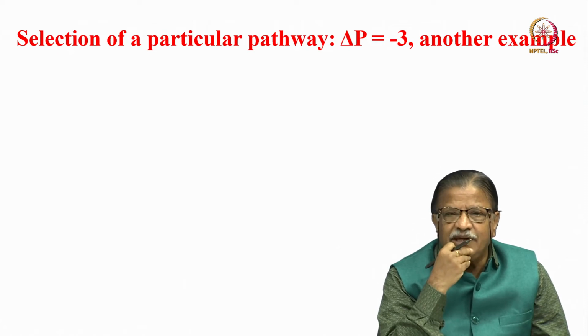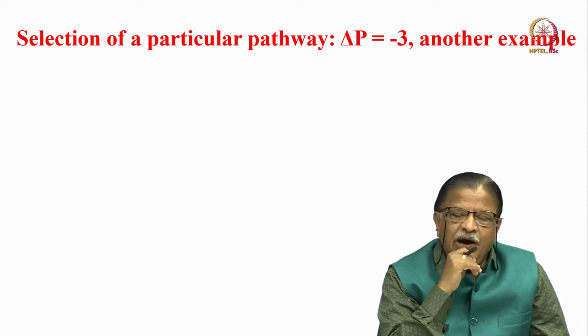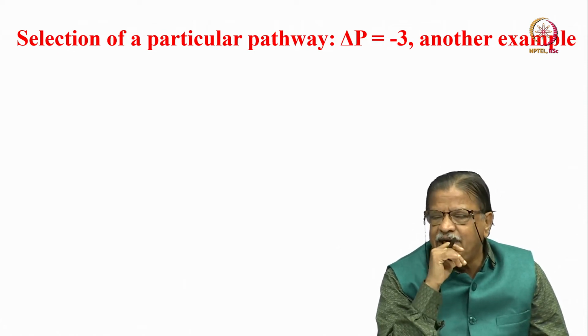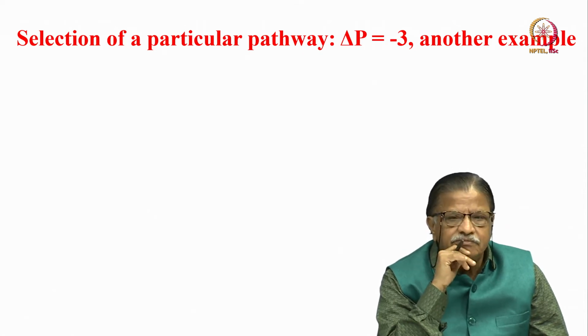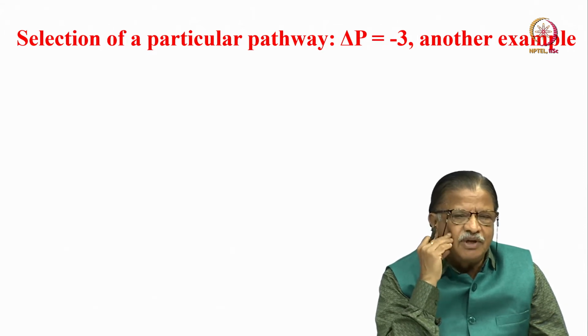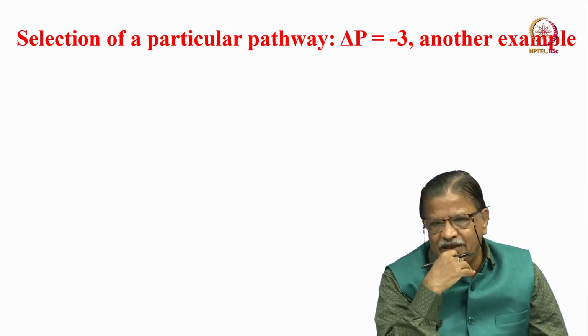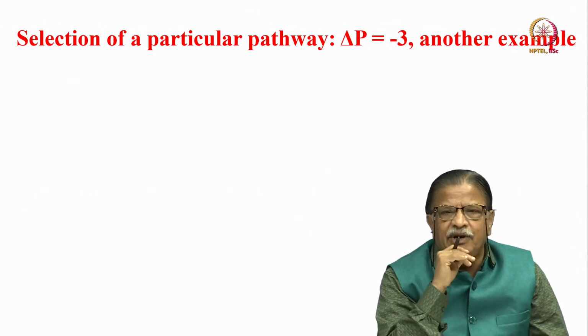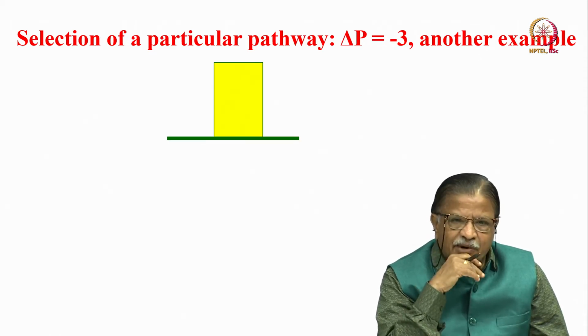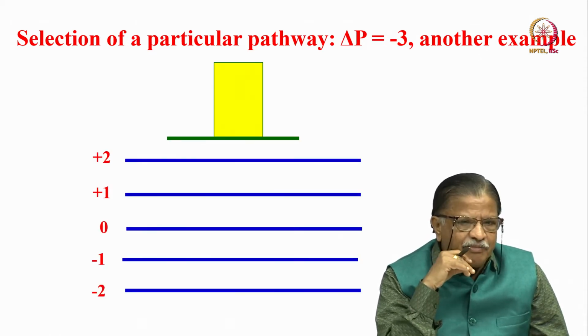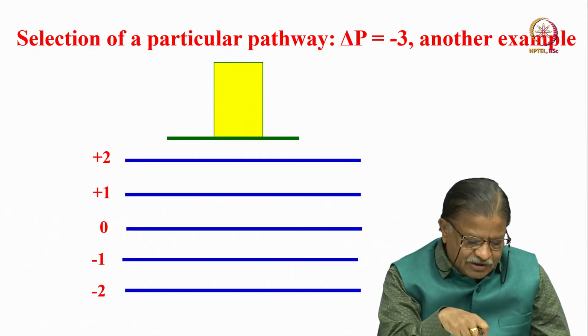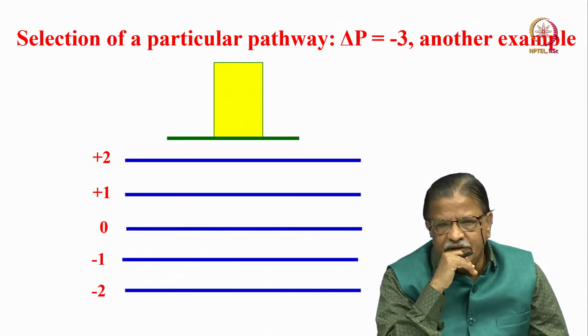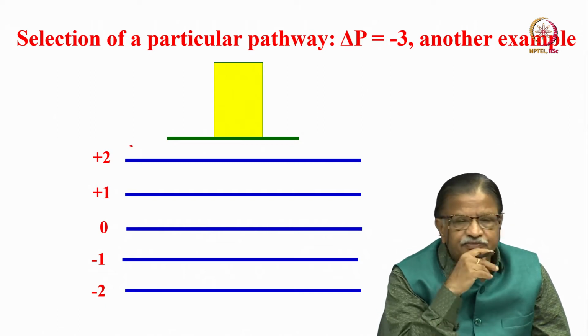So how do I do selection of a particular pathway? I will take an example, delta P is equal to -3. I want to see how I can choose this one. Like we can choose a particular thing, -1 we showed. We can also choose delta P equal to -3. How do we do that? This is a situation we come across. Apply a 90 degree pulse. Now I have several coherent orders. Coherent order can be -2 to +2.